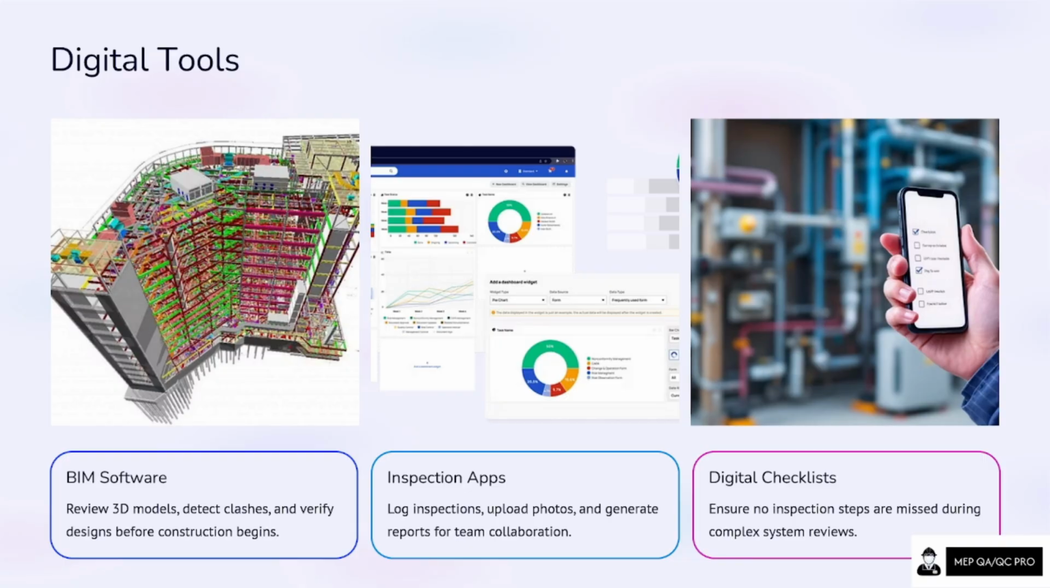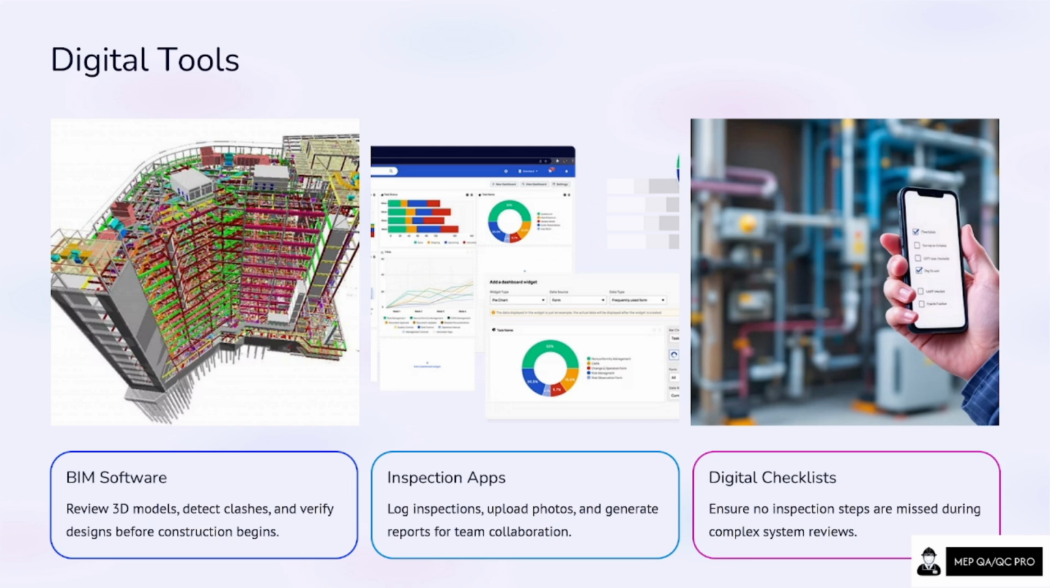Digital tools, which nowadays everything is digital. There are digital tools like BIM software. With BIM software, you can easily identify clashes and verify the design before construction begins. That is good. BIM is a highly recommended software which nowadays every construction industry is using, because you can view things in 3D, plus you can easily identify clashes.